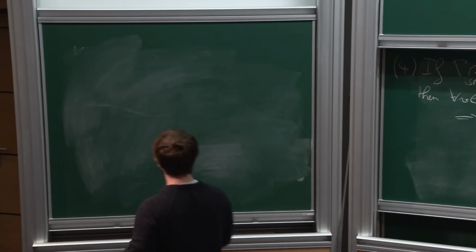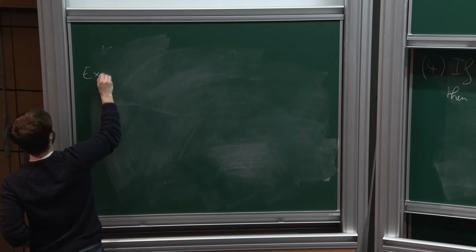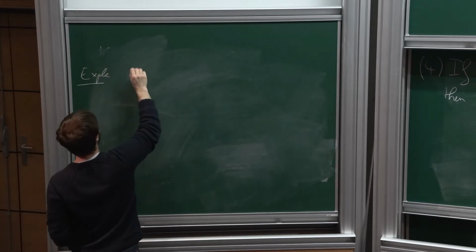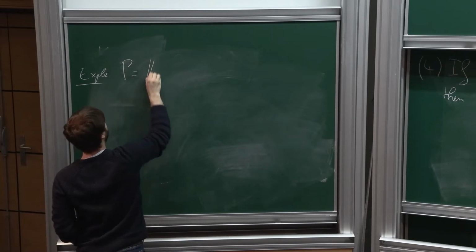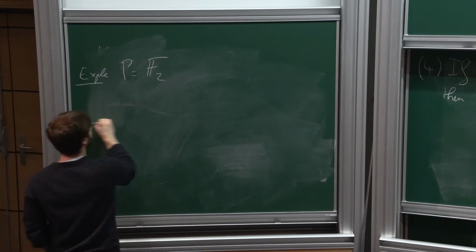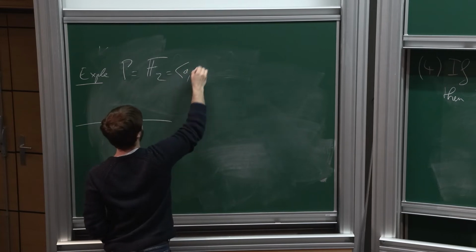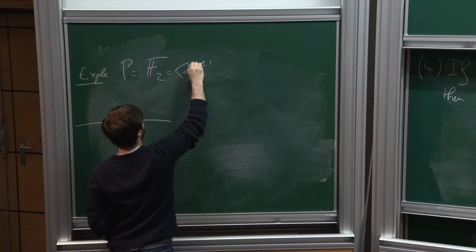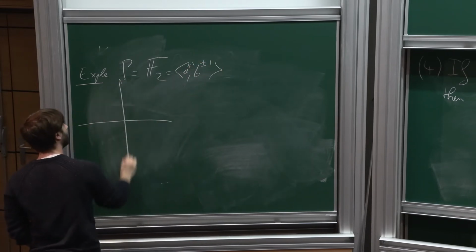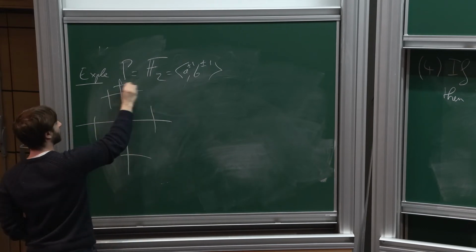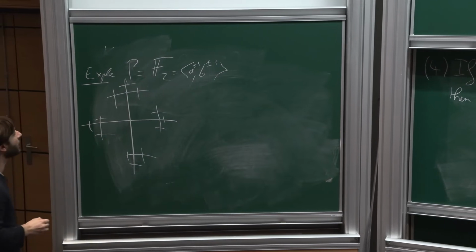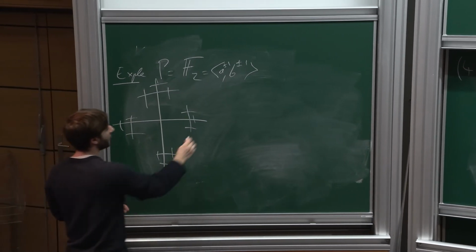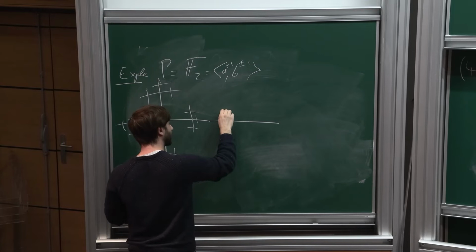And maybe an example. Here, if gamma is F2, so the generators are A, B, and their inverses. Okay. And what do I do? So I will draw it like this.